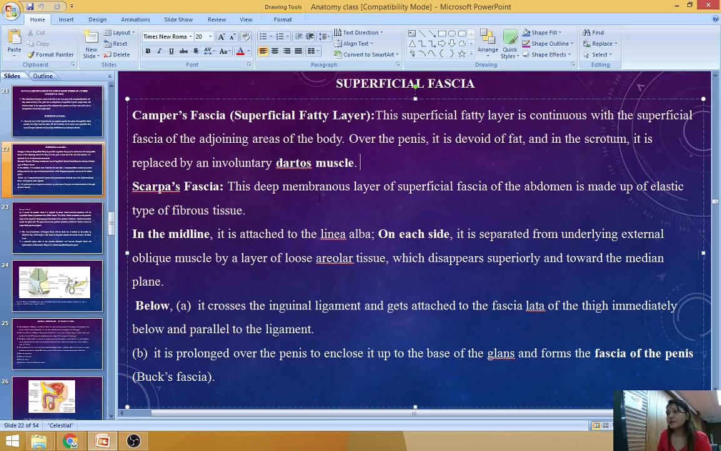Then Scarpa's fascia. It is a deep membranous layer of the superficial fascia of the abdomen and is made up of elastic type of fibrous tissue. In the midline, Scarpa's fascia is attached to the linea alba. On each side, it is separated from the underlying oblique muscle by a layer of loose areolar tissue. Below, it crosses the inguinal ligament and gets attached to the fascia lata, and it is prolonged over the penis to enclose it up to the base of the glans to form the fascia of the penis, Buck's fascia. So Camper's fascia becomes dartos muscle in the penis, and Scarpa's fascia becomes Buck's fascia, the fascia of the penis. So these two are the replacements which you have to know.